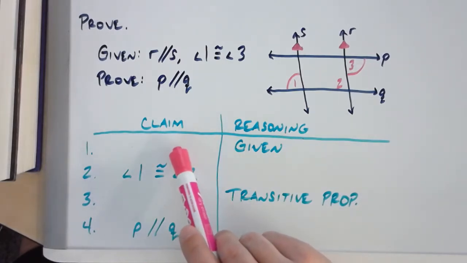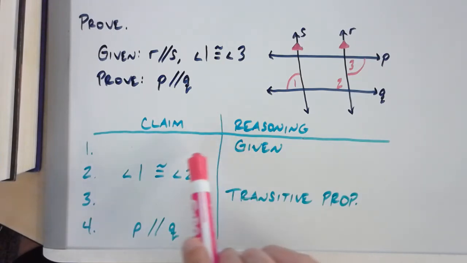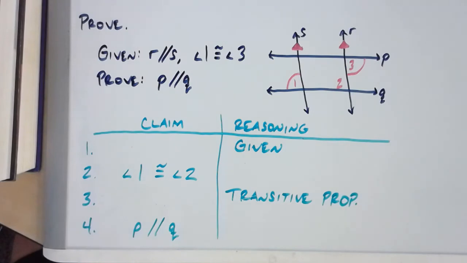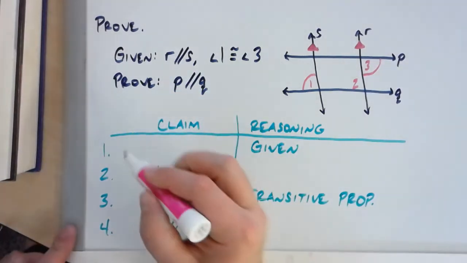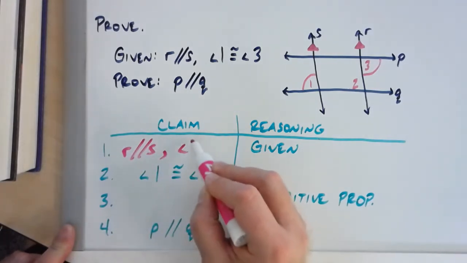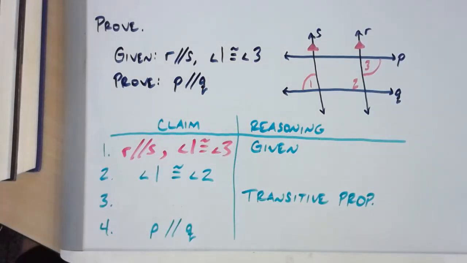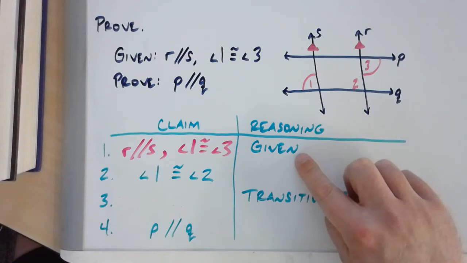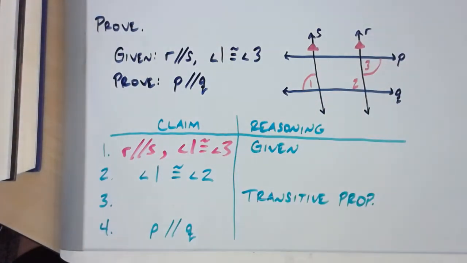First step, this should be automatic for everyone. It's my given information. I can only start proofs with my given information. So whether or not you understand it, this is something that you can always do. All arguments have to start with my given evidence. So it's just copy and paste of my given: R has to be parallel to S, and angle 1 has to be congruent to angle 3. Why does that claim have to be true? Because that's my given information. That's what I start with, based on the diagram.